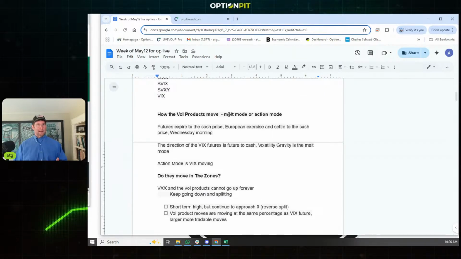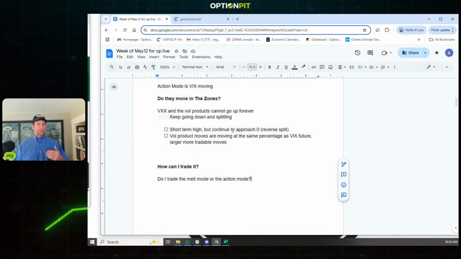You have to decide or understand there's a melting mode and there's an action mode. Meaning, are you trading the melt, that those futures are just going to decay, or you're trading the action where VIX is actually moving? Do they move in the zones that I've described? The answer generally is no.